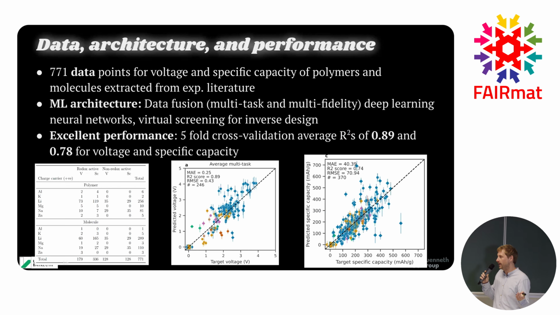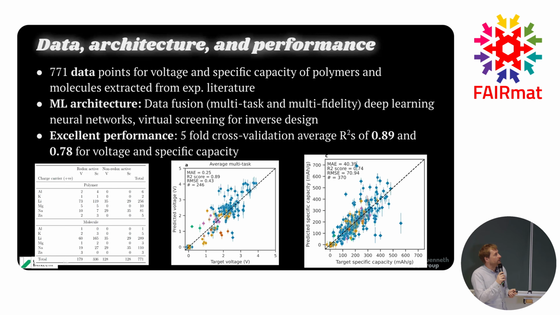We're also developing large language model agents that extract material records automatically for us from the literature. They work to some extent, but they cannot completely replace the work of humans. We still need some humans in the loop for curation and all that. So we collected 771 data points for voltage and specific capacities of polymers and molecules from the literature. That was the first step.